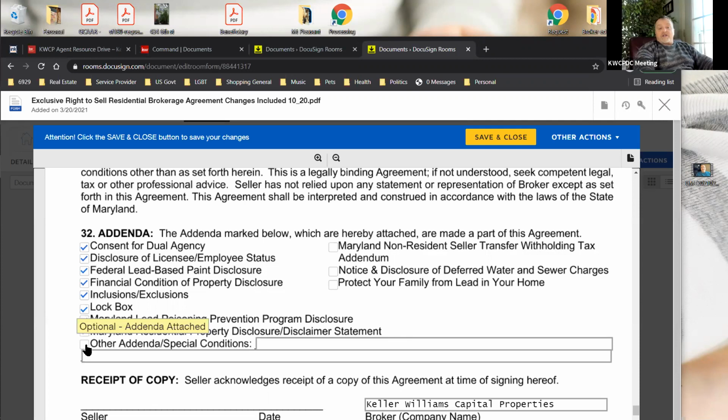If there are other conditions and other addenda that you're attaching to the listing agreement, other terms and conditions, we need to specify which ones those are.